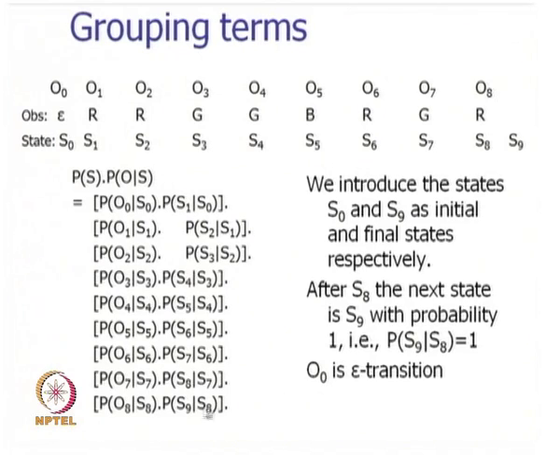The last line is also important. We had P(O8 given S8). Now, this is multiplied by P(S9 given S8).